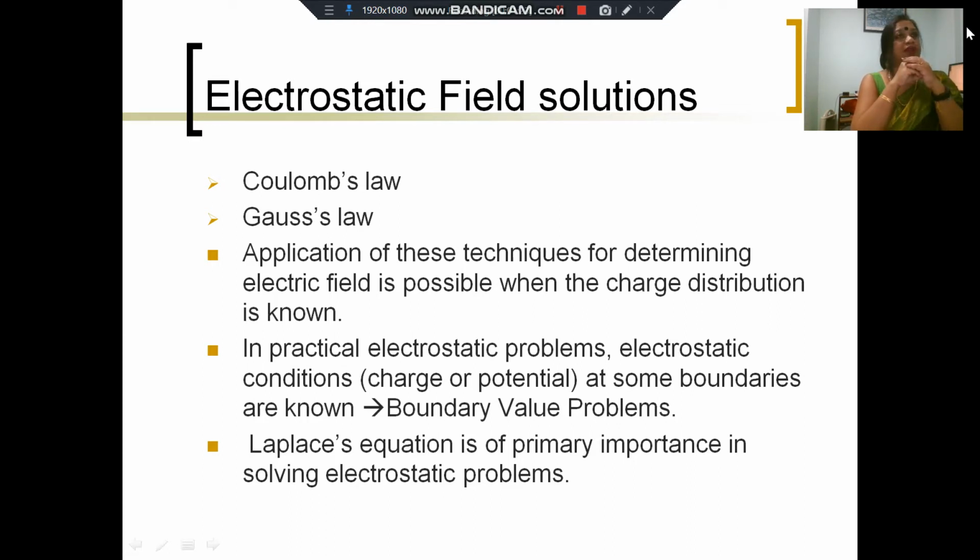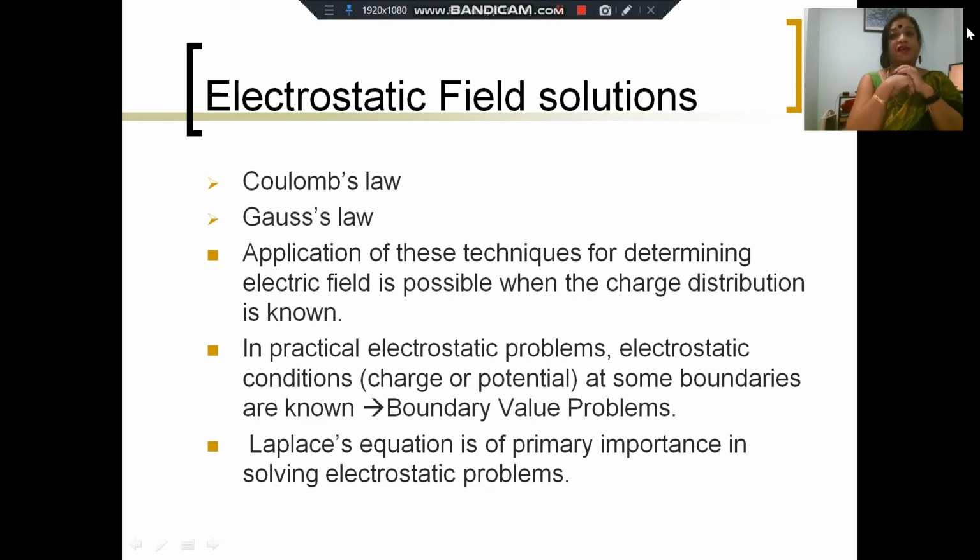So when I need to solve electrostatic fields in practical situations, I have to recognize that what I do know is that at some of the boundaries, I am probably aware of the boundary conditions. When I say boundary conditions, I mean I'm aware of the electrostatic conditions at the boundaries. That means I may, for example, know the potential at a boundary, or I may know the charge at a boundary. For example, in a parallel plate capacitor, I would know the potential on the capacitor plates, on the top and the bottom edge of the dielectric. I know what the potential is.